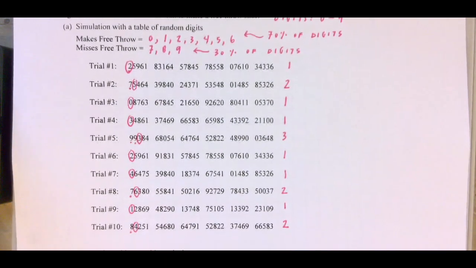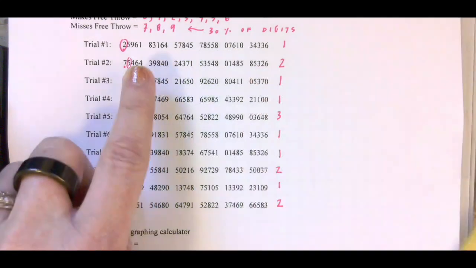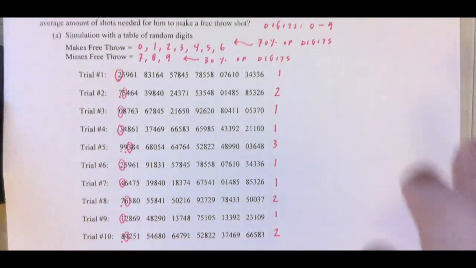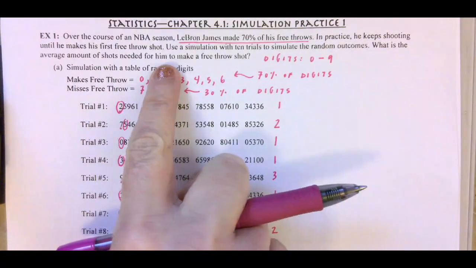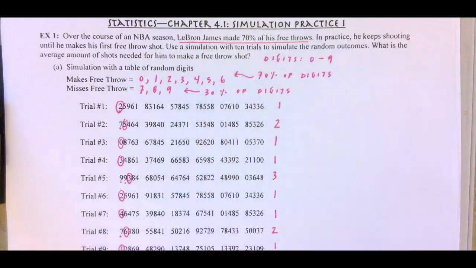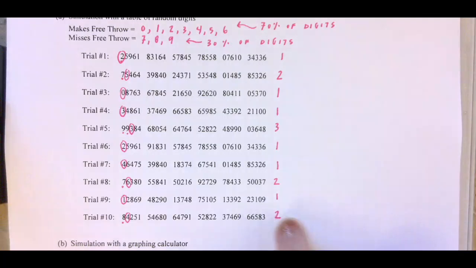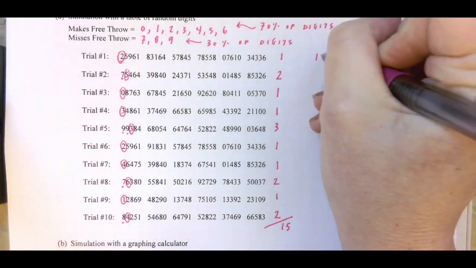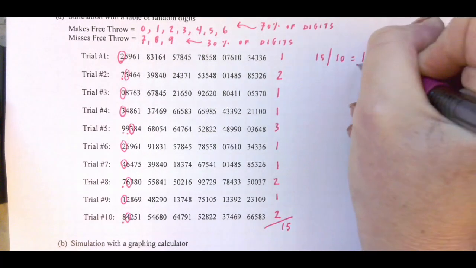Okay, so let me slide to here, we're looking at 10 different trials. So we're seeing that for each trial, how long did it take until he made that shot? And then our question that's being posed right here, what is the average amount of shots needed for him to make a free throw shot? So we're basing it on our data. So if I add up all of these numbers here, they sum to 15. And I take the 15 and I divide it by 10 trials, I get 1.5.